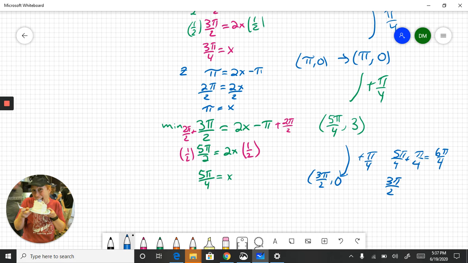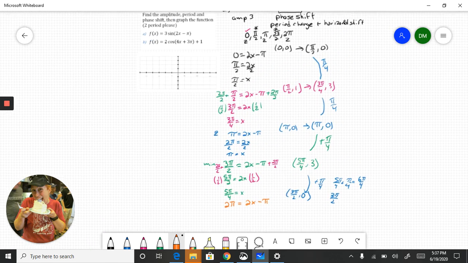And it is a 0, so that is my point. If you want, you can verify it by going through and saying 2 pi equals 2x minus pi. Add pi to both sides, go ahead and go through the process, and you're going to end up with the same thing. So we have all of our points.